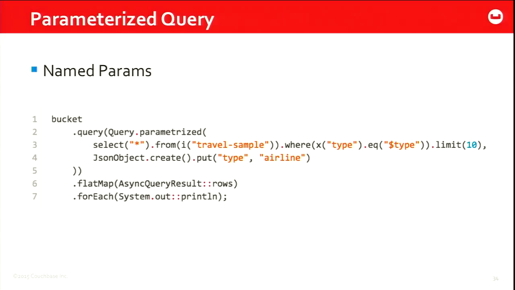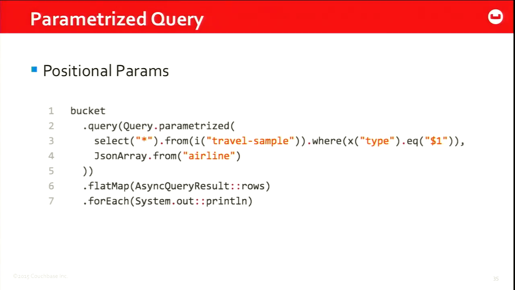Parameterized queries are very similar. The only difference is that in addition to the query itself, you're also passing in, here we're using named params. So you can see where type equals $type. And then we create a JSON object which acts like a map, and then we say type equals airline, right? So you're basically separating the query from the actual params that are passed in. And then again, we're just printing out the rows.